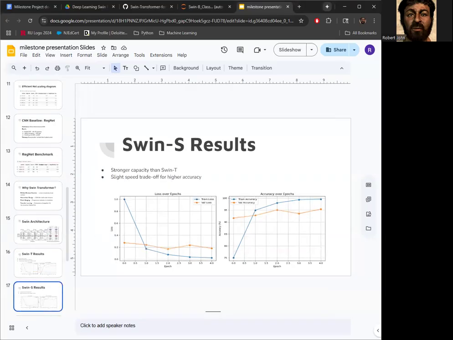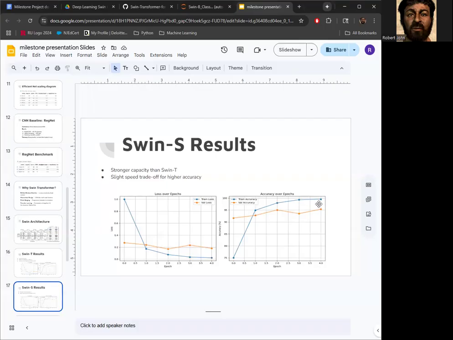When we move over to the Swin S results, Swin S stands in for the small variant, offering more capacity than Swin T. The trade-off is slightly lower speeds, but we get small boosts in accuracy. On the loss plot, we see again a steady decline in both training and validation loss, with validation loss flattening by the second epoch. The accuracy curve shows a sharp rise in the first epoch and gradual improvement afterward, ending at around 95% validation accuracy.